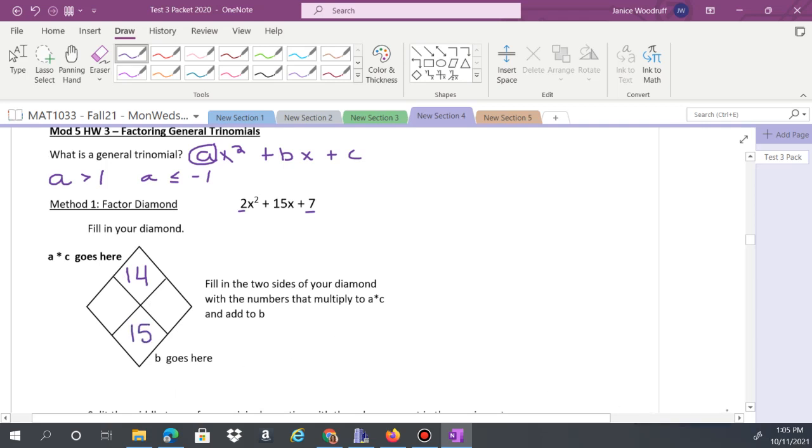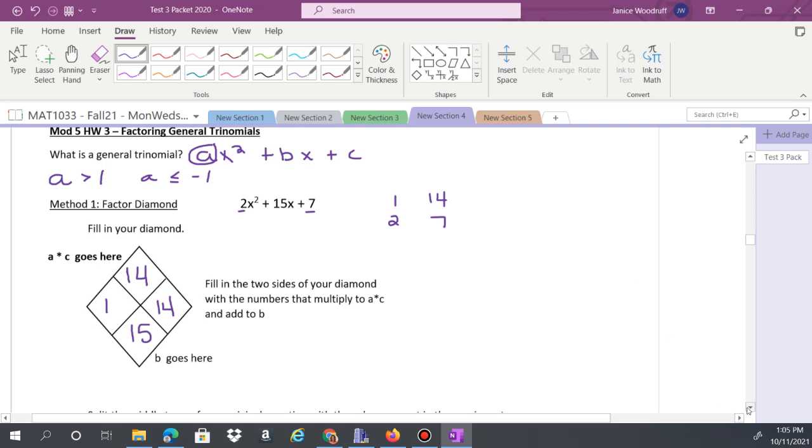And then you're going to go similar to what we did for factoring monic trinomials. You are going to fill in the 2 sides of the diamond with numbers that multiply to a times c, but add to b. So when we're sitting here and saying, okay, what multiplies to 14? You have 1 and 14, or 2 and 7. So which of these would add to 15? And then we say, yep, 1 and 14. So you fill in the 2 sides with those numbers.